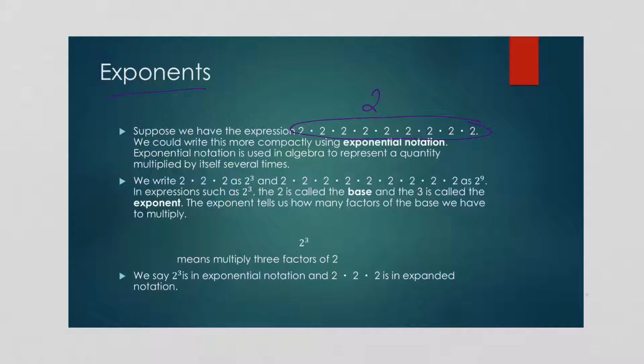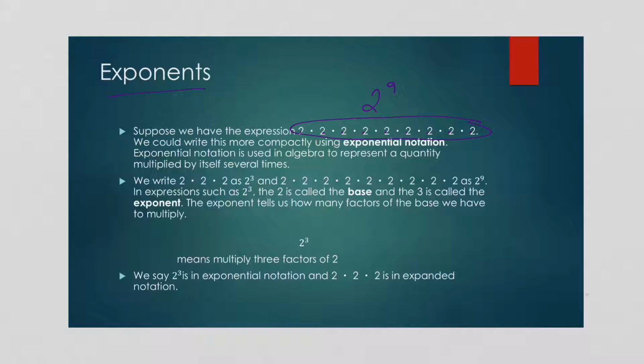1, 2, 3, 4, 5, 6, 7, 8, 9. So I'm going to put a little 9 up here. Make sure that your exponent is smaller than your number. We don't want it to say 29. 29 and 2 to the 9th are not the same numbers. 2 to the 9th is also not the same as 2 times 9. 2 to the 9th power is actually, let me make sure, it is 512.